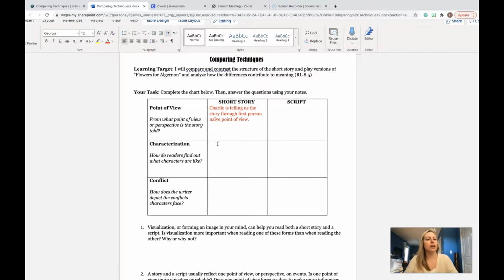When it comes to characterization, characterization is how an author reveals aspects of character. So how do we find out what characters are like in Flowers for Algernon? Well, since Charlie is the one who's providing us with the information, Charlie describes himself and the characters around him. Now, because he is changing, the descriptions change throughout the text as his intelligence increases and decreases.